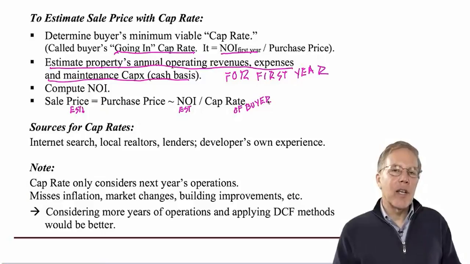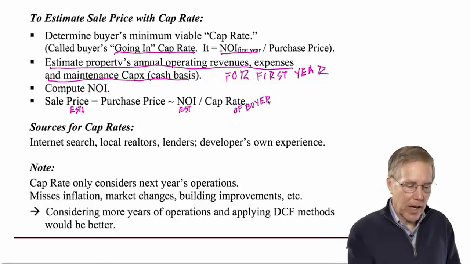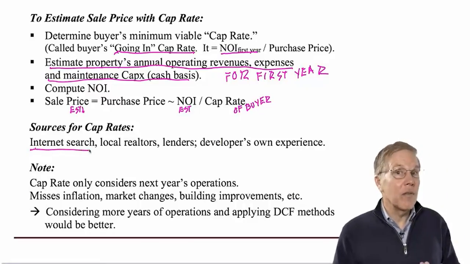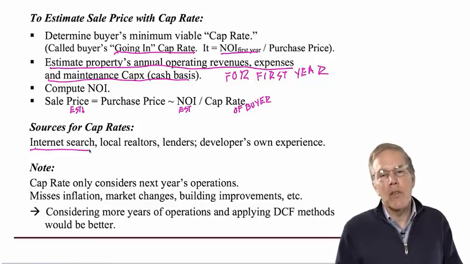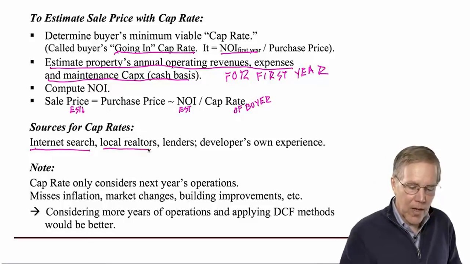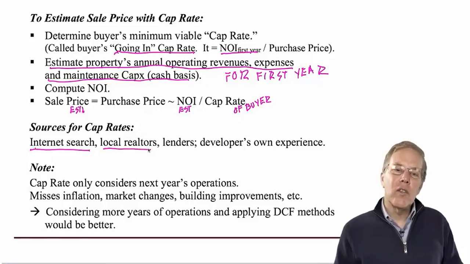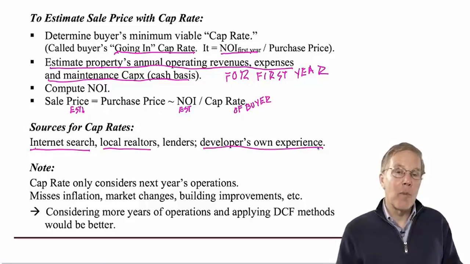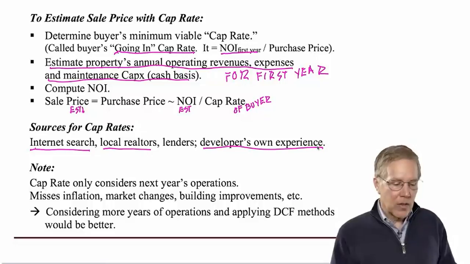So where can we get a good feel for cap rates for buyers? As usual, internet search. Also, local realtors are very happy to share with you cap rates these days for multifamily rental properties near Lewiston, about 6%, 7%. That's what I'm seeing. Local realtors are a great source of that type of information. Some lenders will know that, and of course, if you have a lot of experience in a certain area, you will know about that area, and you'll have a good idea yourself.